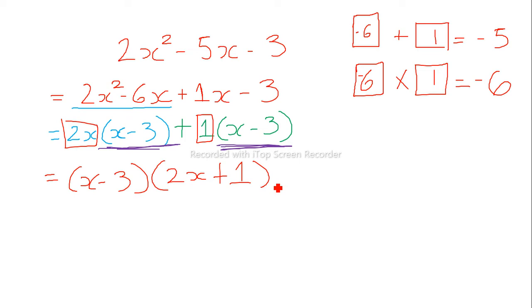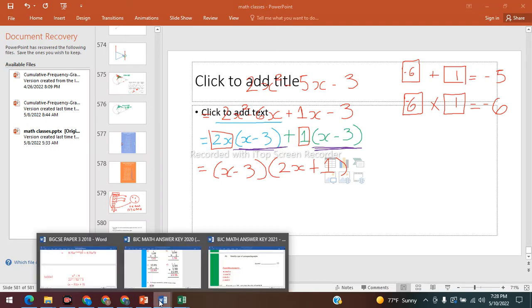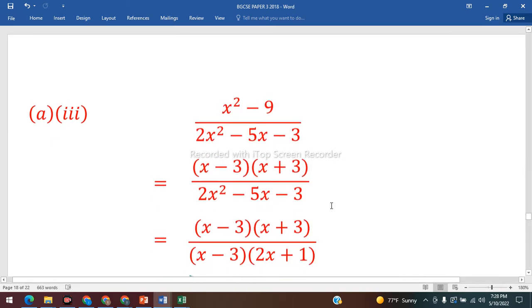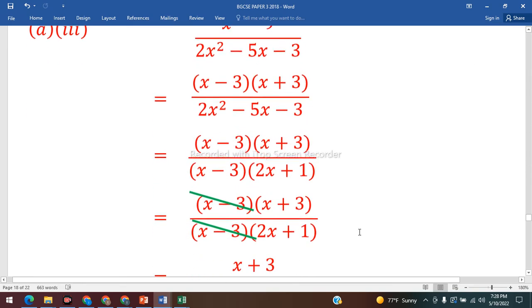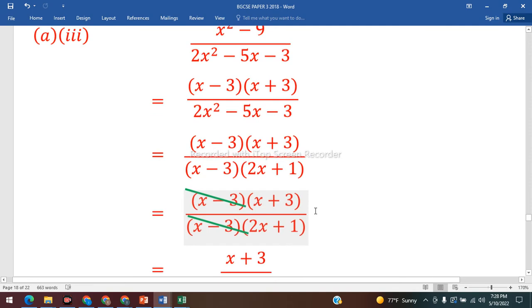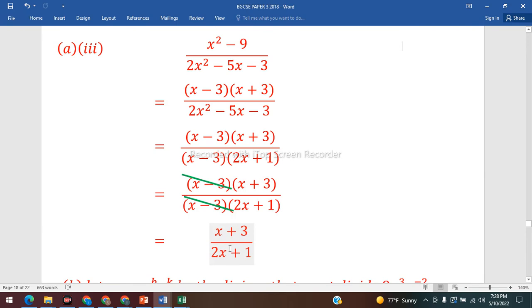So now that we know that, we can take that idea and go back to our question and write that. So this 2x squared minus 5x minus 3 is actually equal to what? (x minus 3)(2x plus 1). But the good thing is that we could cancel out this x minus 3 and this x minus 3. So those two are going to cancel out, leaving us simply with what? We'll be left with (x plus 3)(2x plus 1). And that's how we do that particular question.